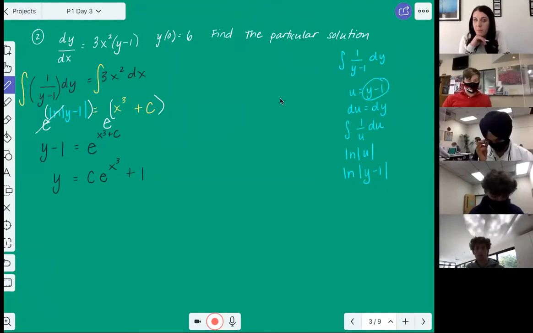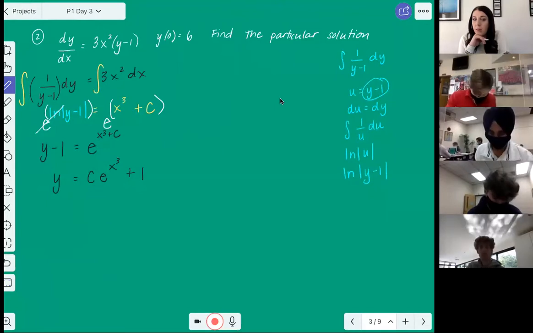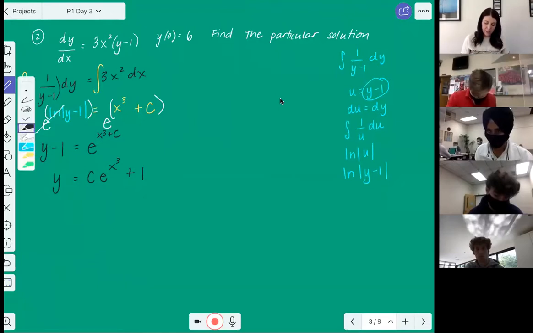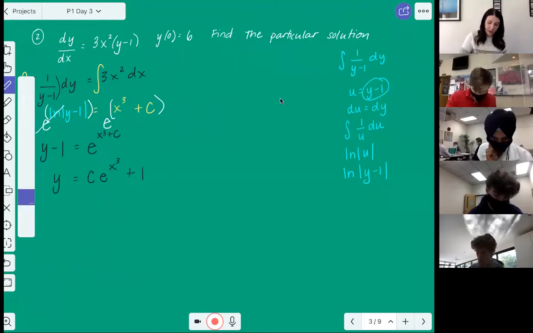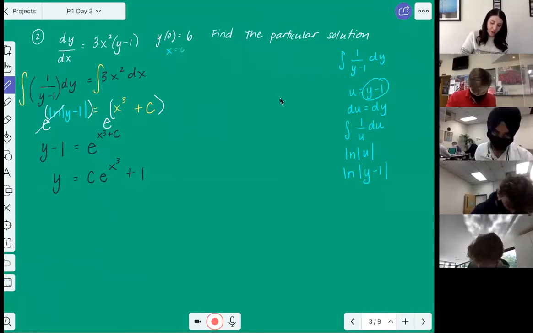You try to find c. We try to find c. How do we do that? What do we do? What was step 4? Initial conditions. We use our initial conditions. So those are given up here. y of 0 equals 6, right? That means x equals 0, y equals 6. Again, it's generally helpful just to take a second.